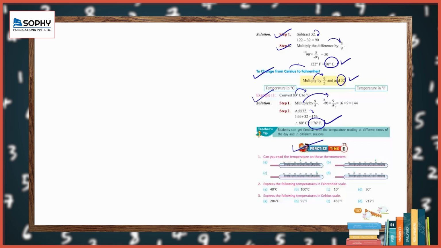In the practice time, students, the first one: can you read the temperature on these thermometers? Very good, students. The first one is 39 degrees Celsius. You have to express the temperature in the Fahrenheit scale, students. So, firstly, what will we do, students? You will multiply it by 9 by 5 and then you will add 32 to it. So, it becomes, very good, students, 104 degrees Fahrenheit.